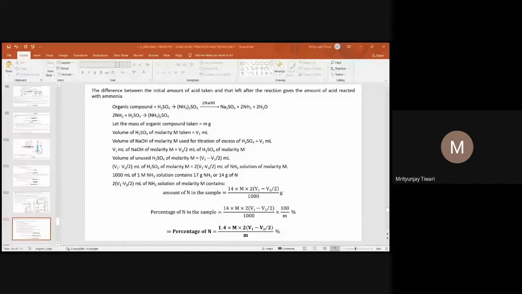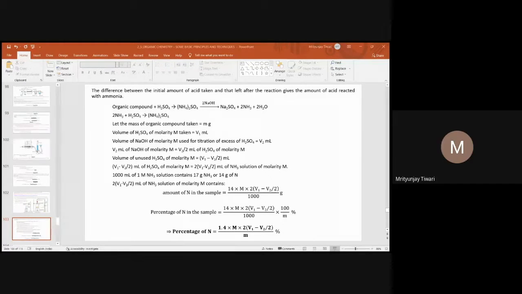Let us now see this numerical problem. During estimation of nitrogen present in an organic compound by Kjeldahl's method, the ammonia evolved from 0.5 gram of the compound in Kjeldahl's estimation of nitrogen. This is the amount of the compound that we have taken, initially measured before we started the estimation of nitrogen.